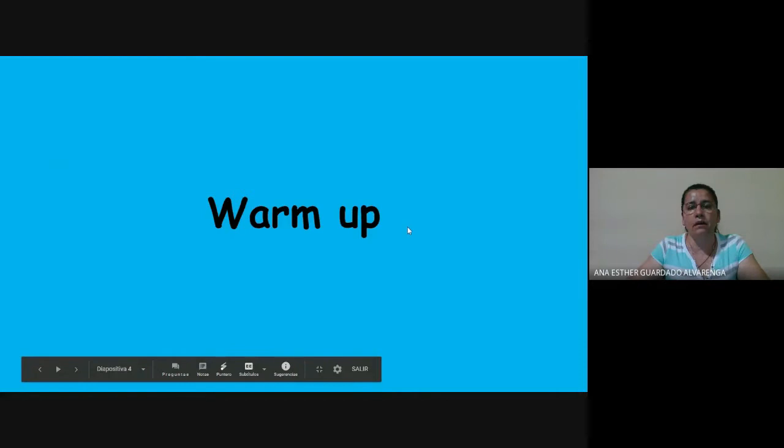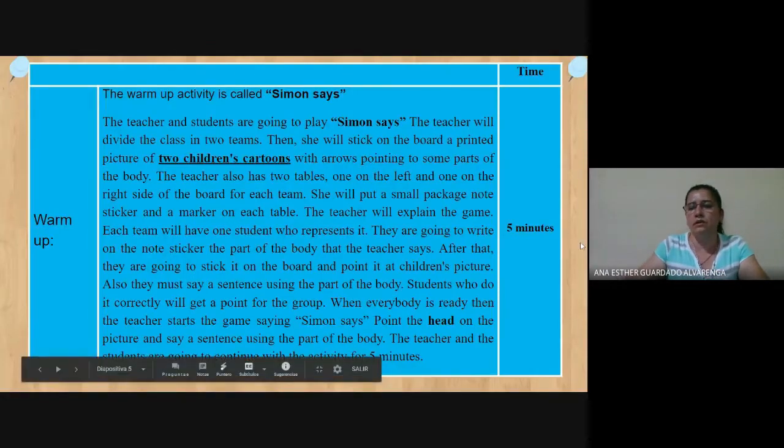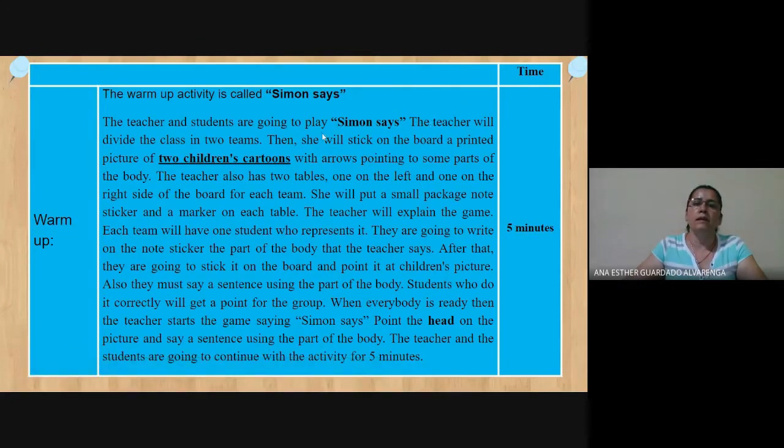This is the first part of the lesson plan, the warm-up, and we are going to have 5 minutes for developing the warm-up. And the warm-up is called Simon Says. And here the teacher is going to explain to the students what they are going to do. First the teacher is going to divide the class into teams. Then she's going to have two tables, one on the left side of the board and the other one on the right side of the board.